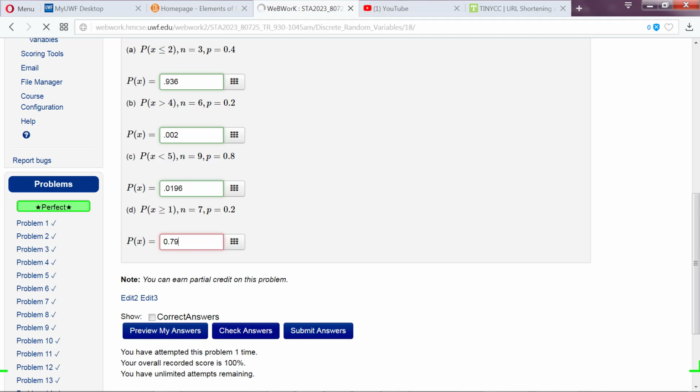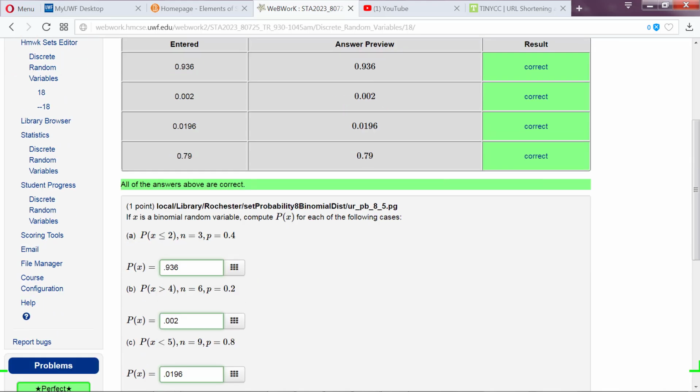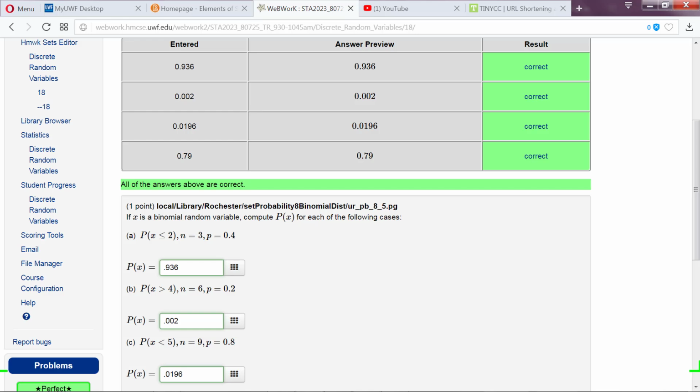We reviewed how to calculate the expected value, the standard deviation, and the mean, and we have shown how to calculate the binomial using the tables as well as the TI-84.